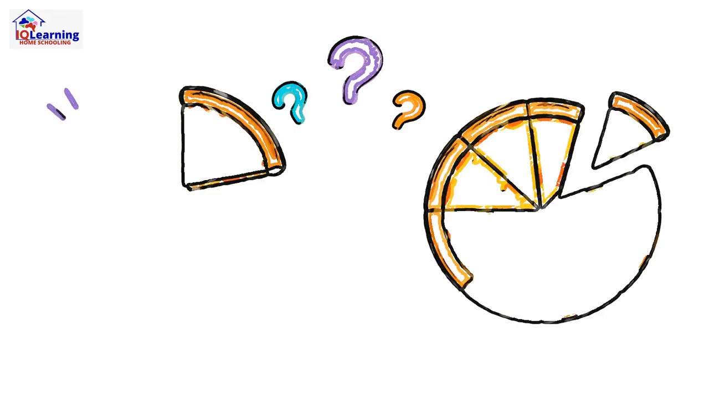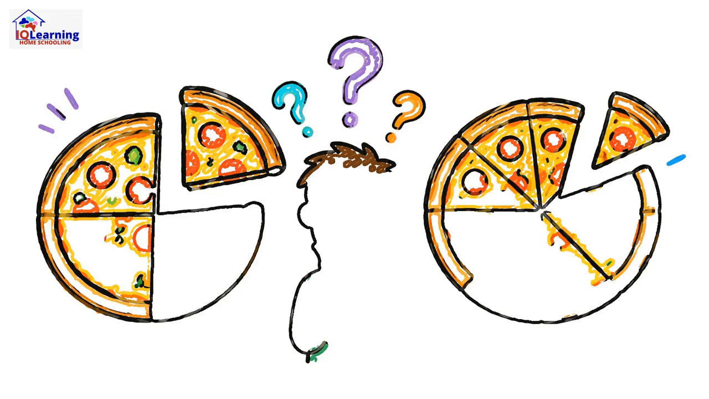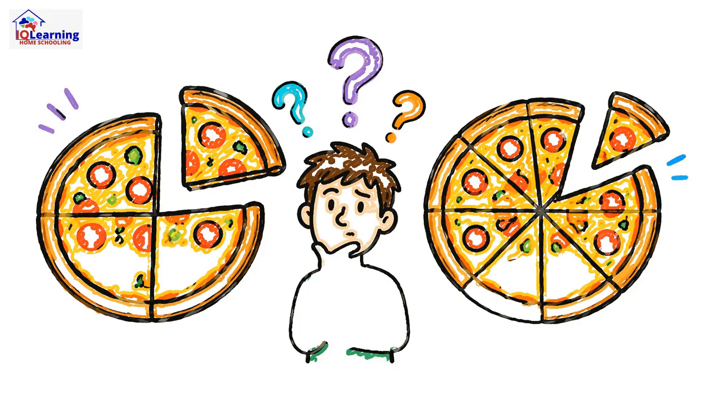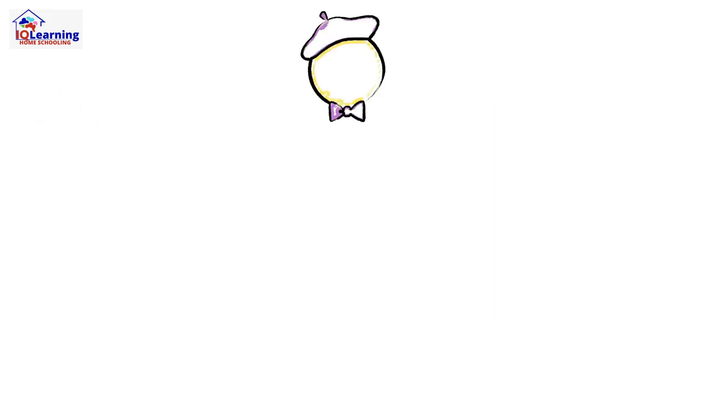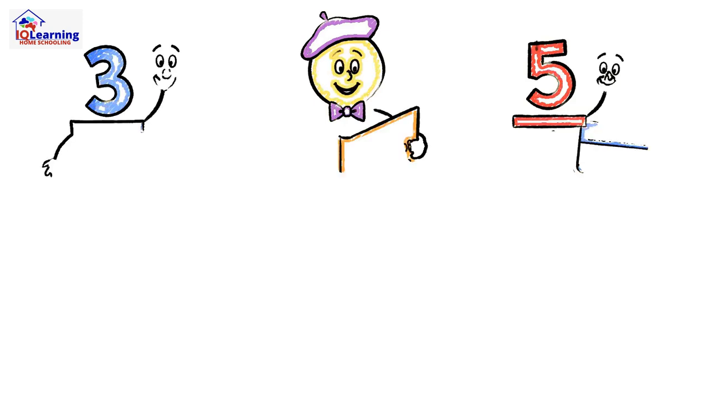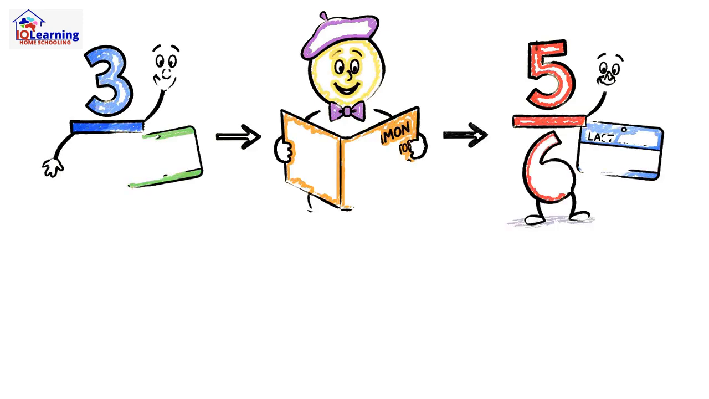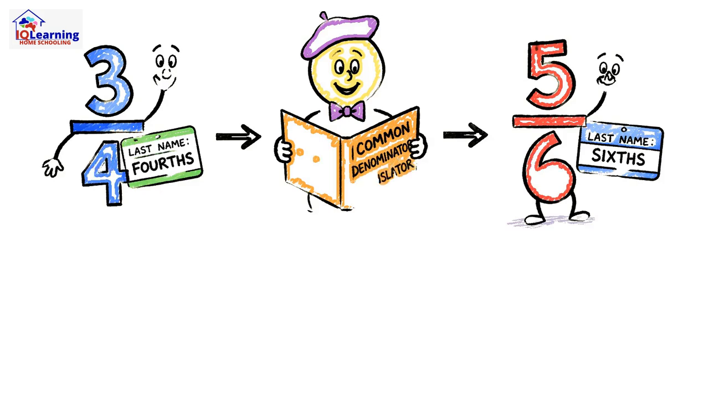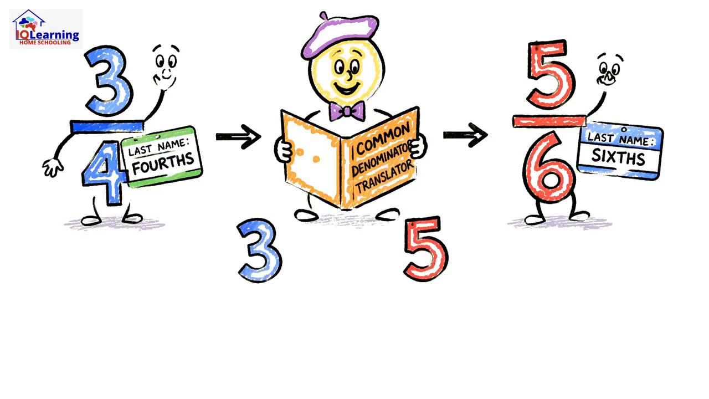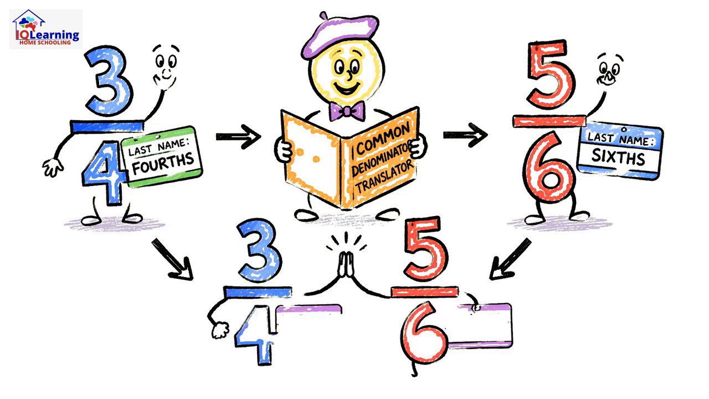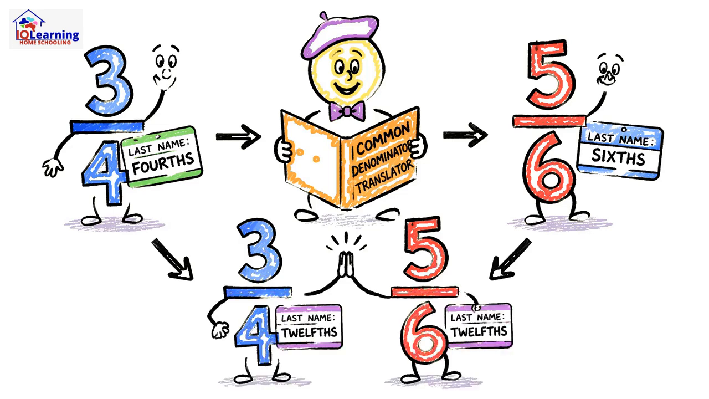Would you rather have 13/4 of a pizza or 3 1/8? It's a messy question. Fractions can feel like a foreign language, but the secret to comparing them is finding a common translator. That translator is the common denominator. Think of it as giving both fractions the same last name so you can compare them directly.